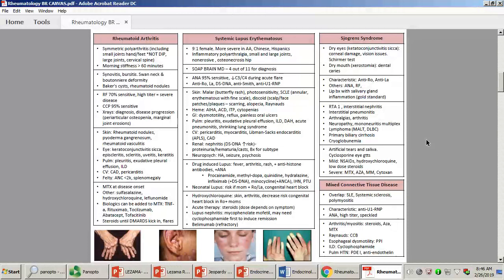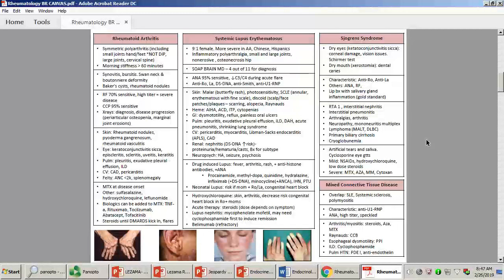Pulmonary, you can get pleuritis, exudative pleural effusion, interstitial lung disease, diffuse alveolar hemorrhage. I've also seen that in real life. Acute pneumonitis. Shrinking lung syndrome is a very, very rare kind of Jeopardy-type question, and it's exactly what it sounds like. They basically lose volume of their actual lungs. Cardiovascular: pericarditis, myocarditis, Libman-Sacks endocarditis. That's your non-infectious endocarditis that you can see, which is associated with antiphospholipid antibody syndrome specifically. And then, of course, coronary artery disease.